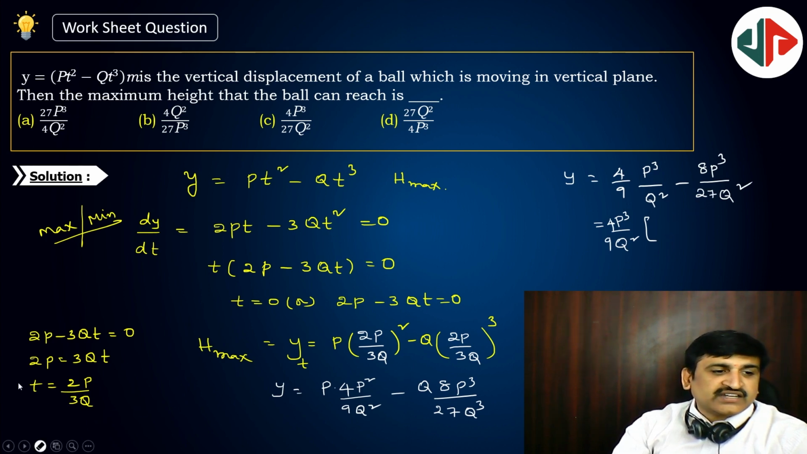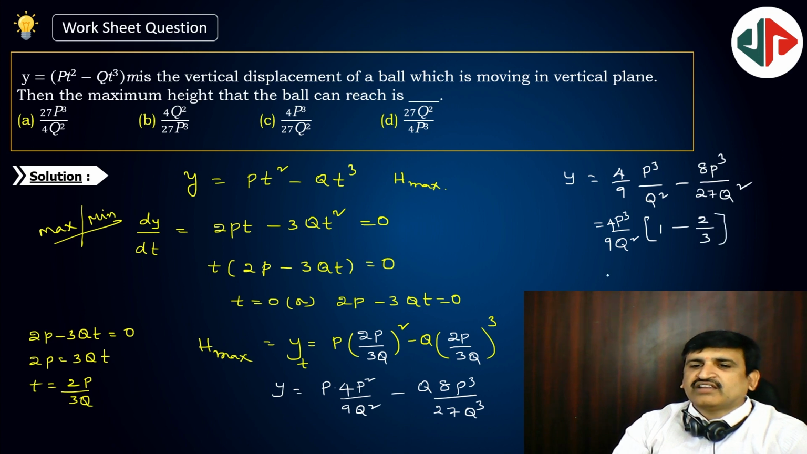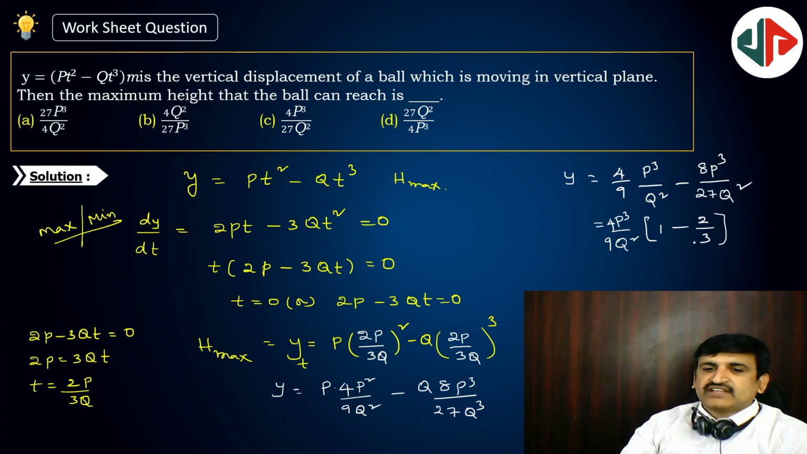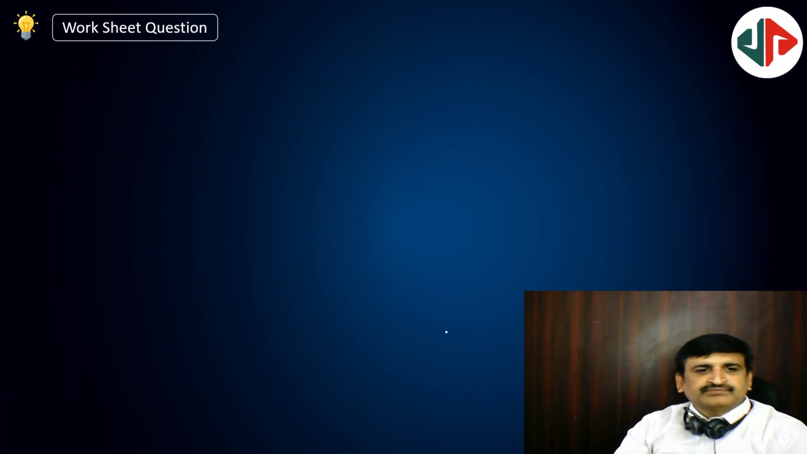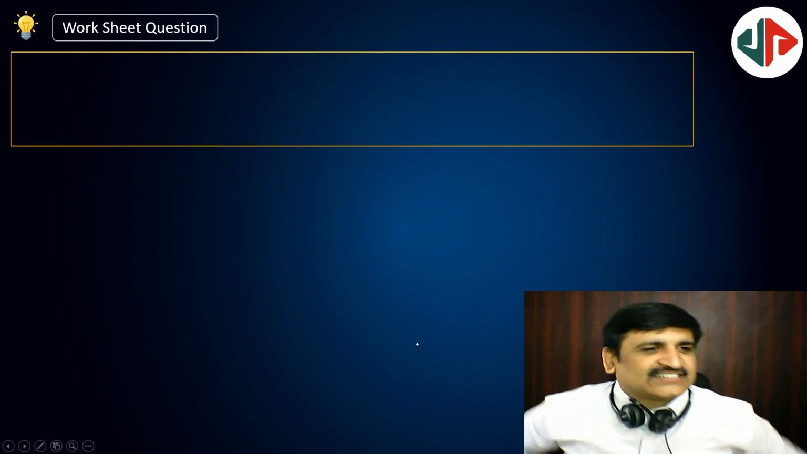Even you are much more talented than me, because you're all doing maths regularly. 4 by 9 also will go out, then it will be 1 minus, here 2 will be, and 9 3s are 27 only. 3 1s are 3, minus 2, 1 by 3. 1 by 3 means 3 9s are 27. So denominator must be 27. Option C. 4p cube by 27q square. Option C. Next question.